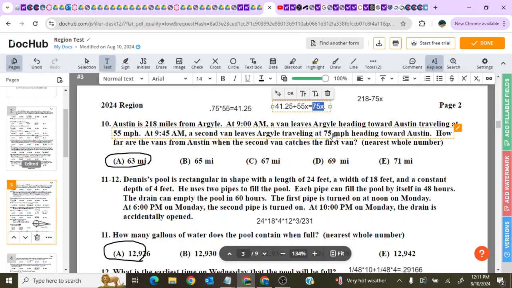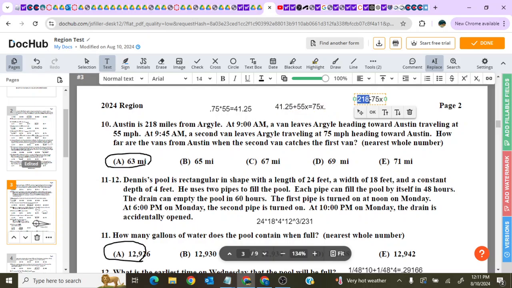And then once you have that time, the distance they are from Austin is going to simply be the entire 218 minus the distance they traveled. So 75 times the time the second van was traveling. And if you do that, you'll get a distance of 63 miles from Austin.